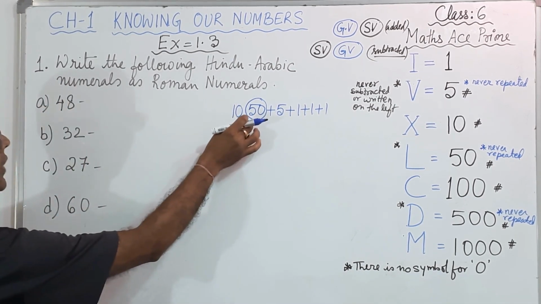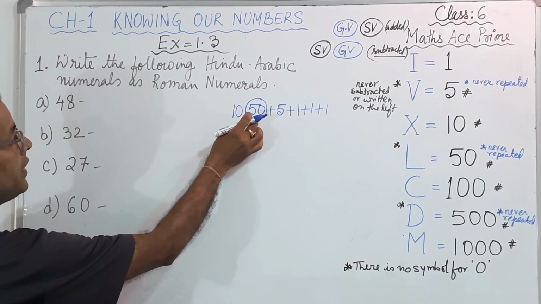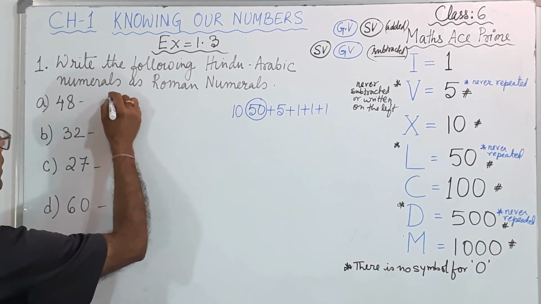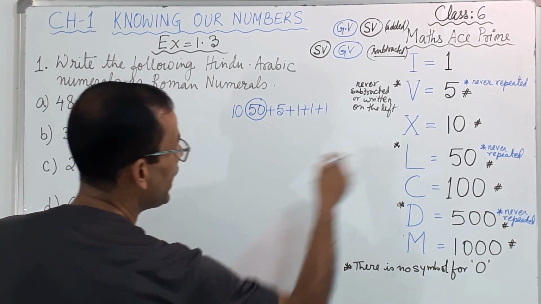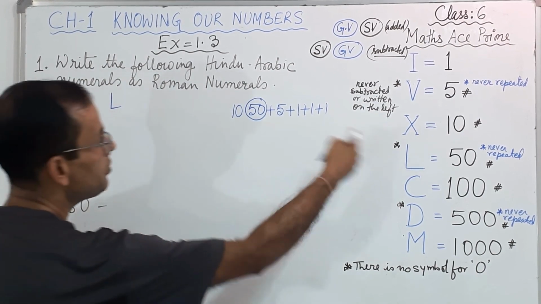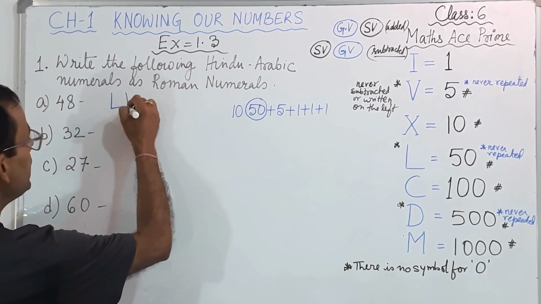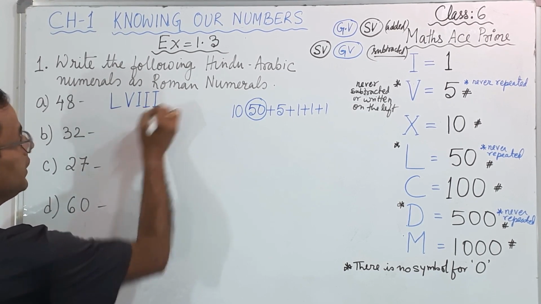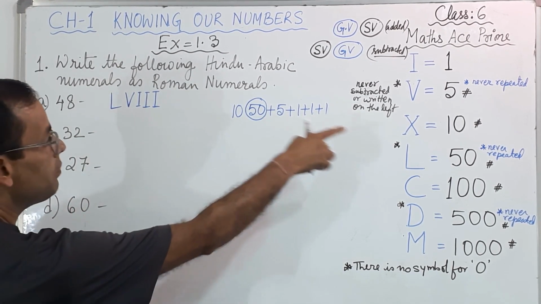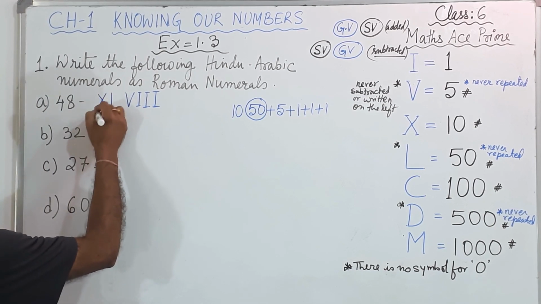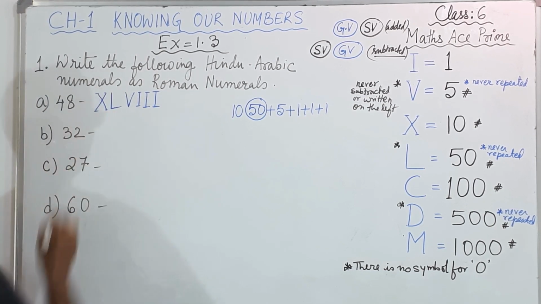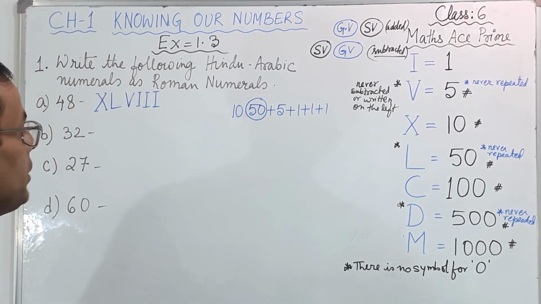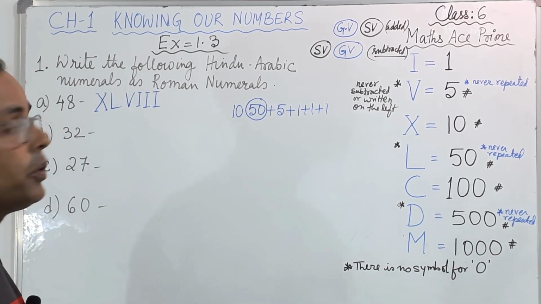So this thing only I will write. 50 stands for what? L. 50 means L. Then 5 stands for what? V. Then I, 3 times. Okay, and 10 means what? X. So 48 we can write this way. Clear? This is the rough work. I am showing you what we are doing.